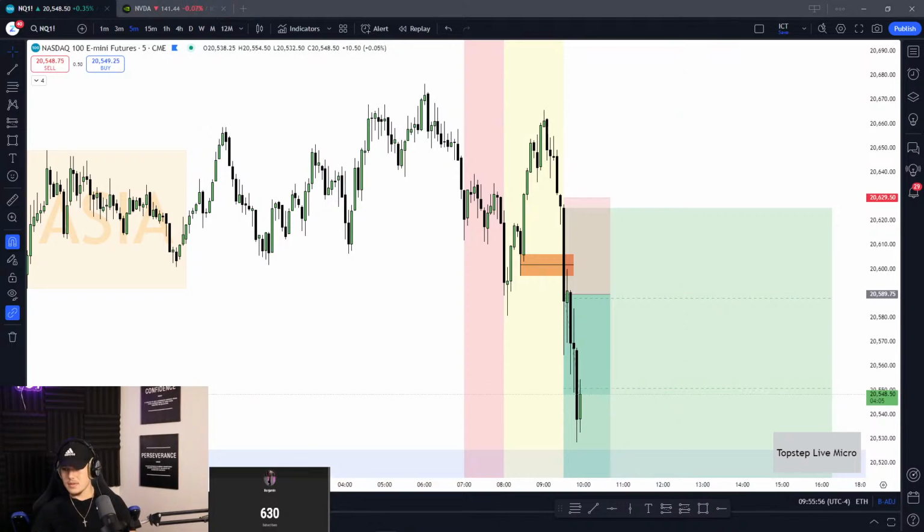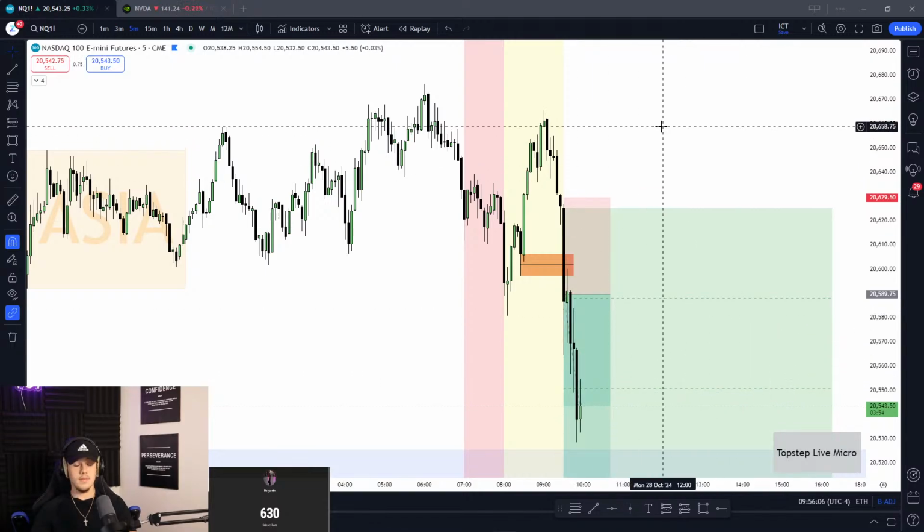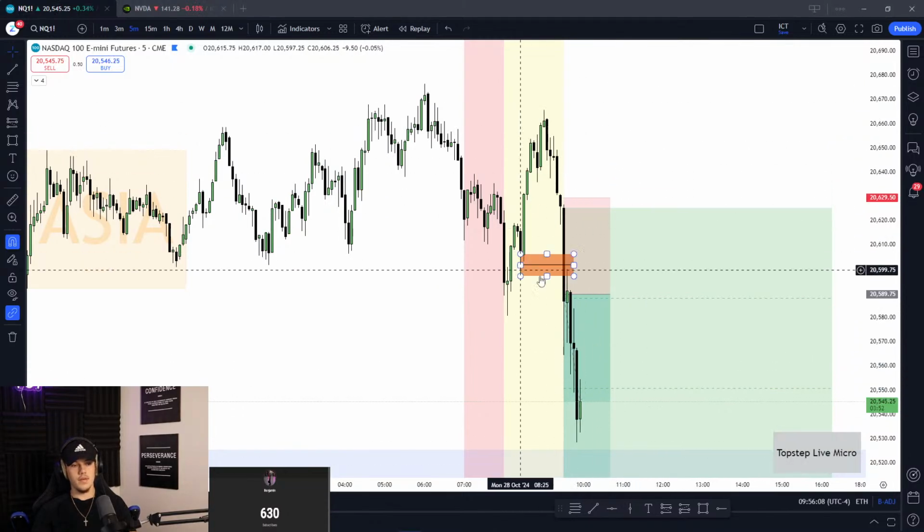I can drag my stop loss to break even here. Okay, drag my stop loss to break even, because we're far enough down now we don't need to go up here.